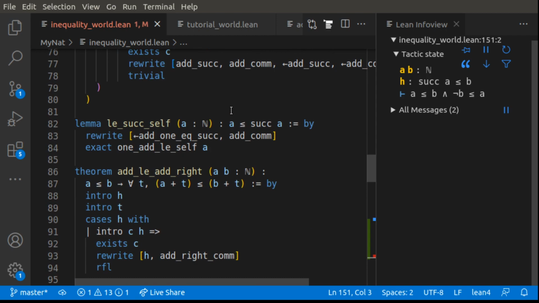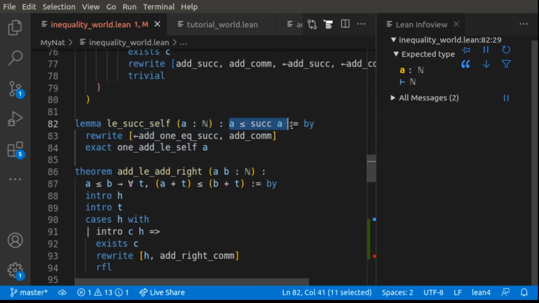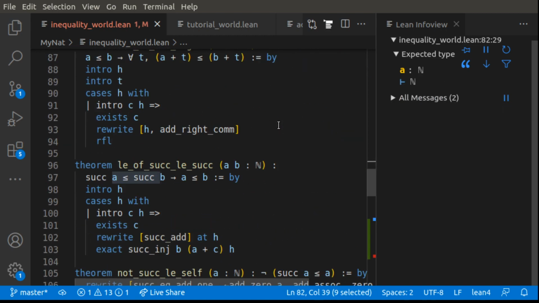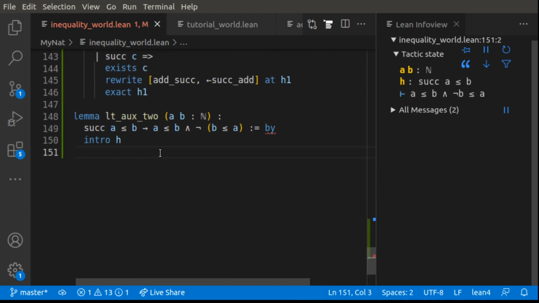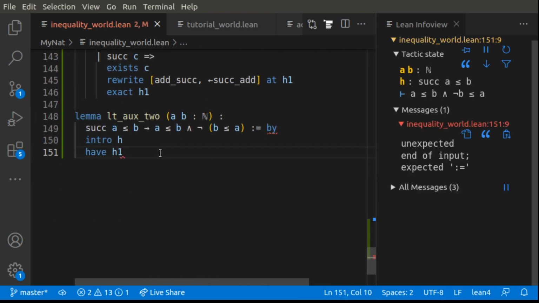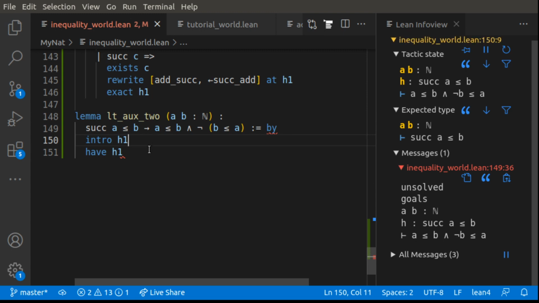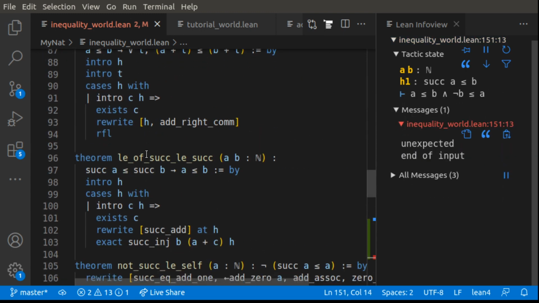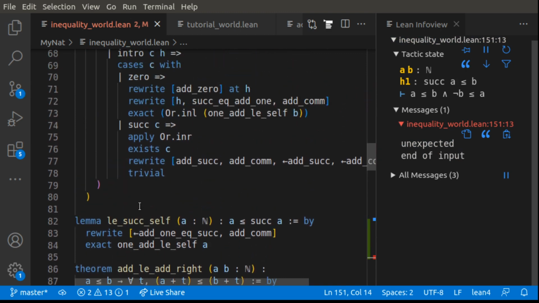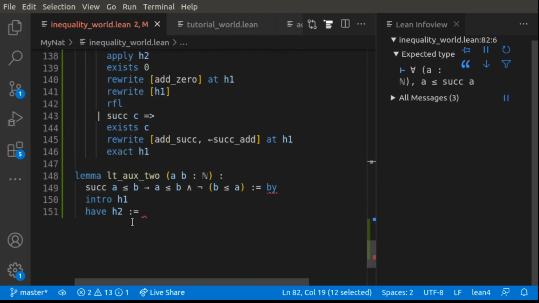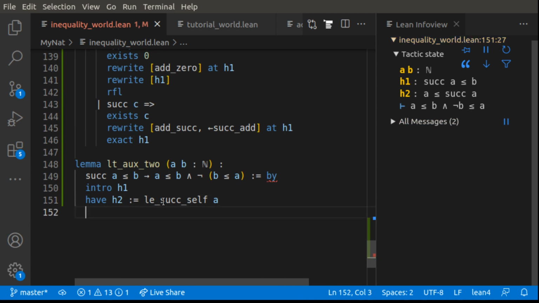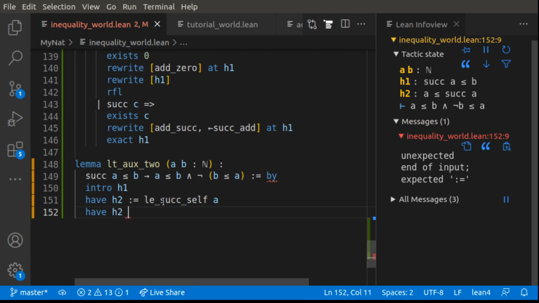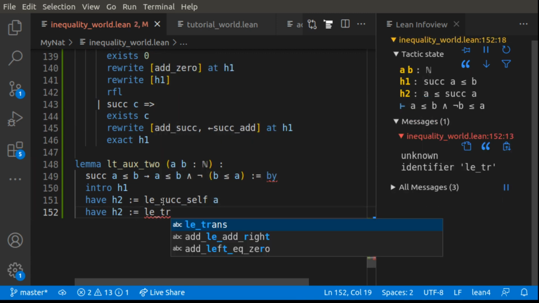I guess we can chain this and transitivity. So we can call this h1, h2, be defined by less than or equal to successor self a. Okay. Now we could have h3 be defined less than or equal to transitive.